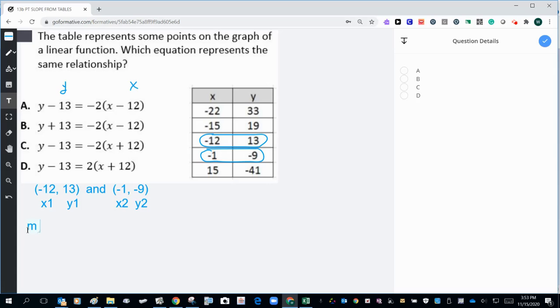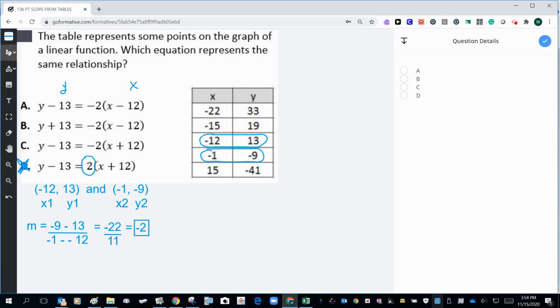Now, using my formula for slope, negative 9 goes on top, minus 13 over negative 1 minus 12. So negative 9 minus 13 is negative 22 over, and negative 1 plus 12 will be 11. Negative 22 divided by 11 will be negative 2. So we know that our slope is negative 2. We can go ahead and eliminate letter D because the slope right there is positive 2. So we know it's not going to be letter D.